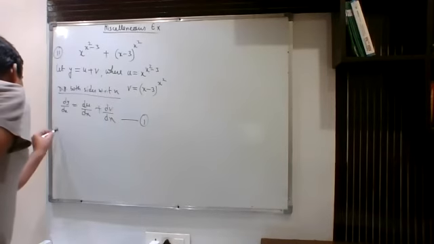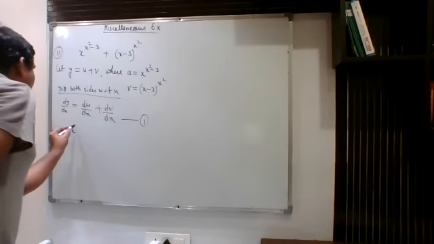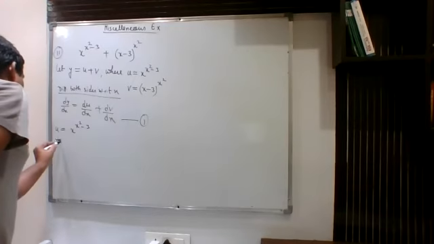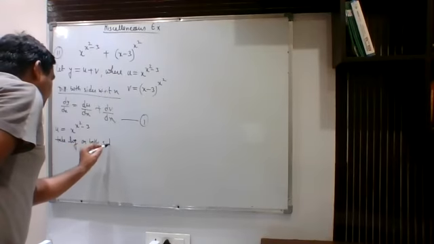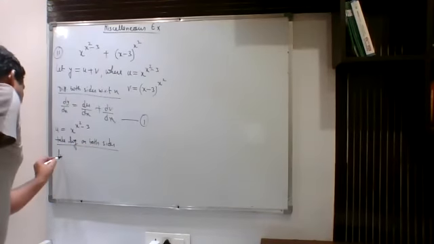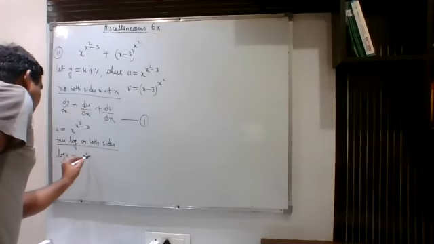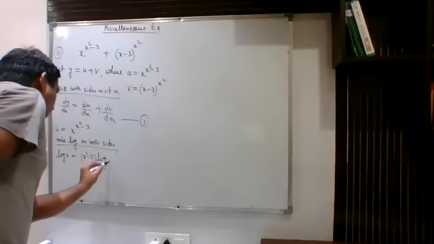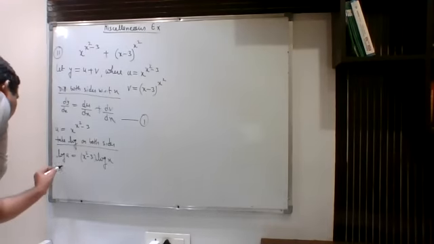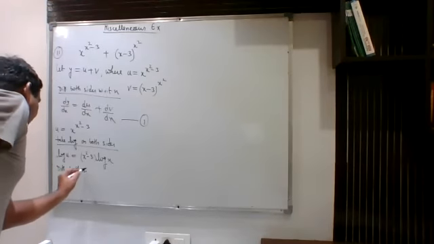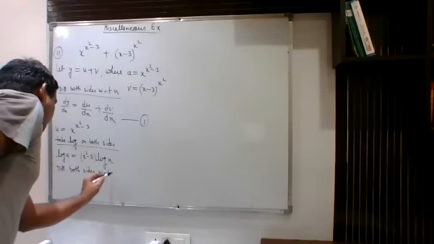So u is x to the power of x square minus 3. So you will say take log on both the sides. When you take log on both the sides, you will get this as log u is equal to x square minus 3 into log x. This is by using that property of logarithm. So I can write this as x square minus 3 into log x. Now you will write differentiating both the sides with respect to x.